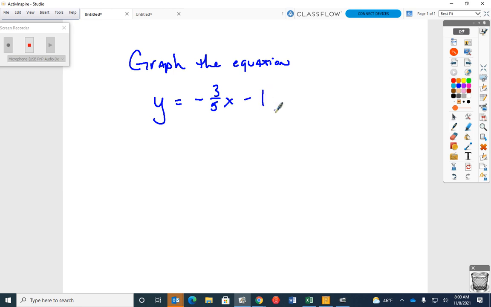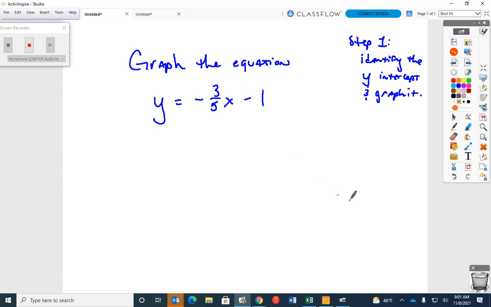Okay, so if we're going to graph this line, which is what we're going to do here, okay? Step one. Ready? Identify the y-intercept and graph it.